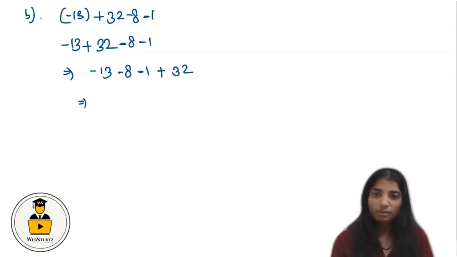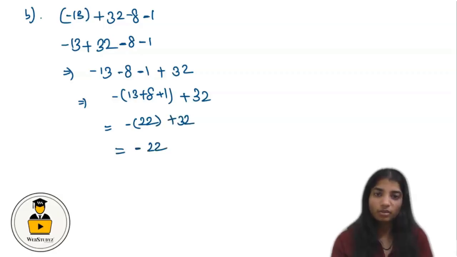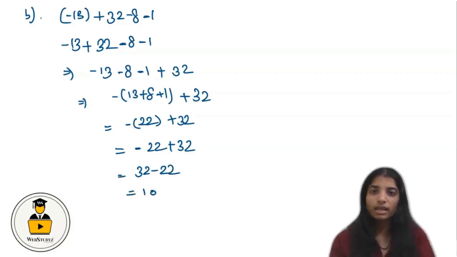Taking minus common from the first three terms, this becomes minus of 13 plus 8 plus 1, plus 32. Adding these terms, 13 plus 8 is 21 and 21 plus 1 is 22. So this is minus 22 plus 32. We are going to subtract 22 from 32, so this value becomes equal to 10. So 10 is the answer to part B of this question.